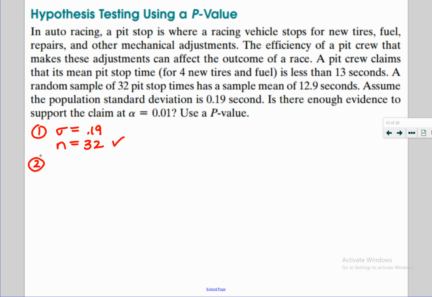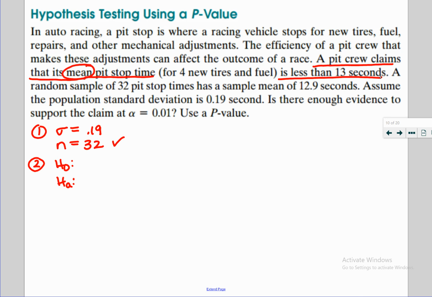Second step is we're going to state the null hypothesis, and we can state it mathematically. You can state it in words also. You might have to do that and make a selection with that in Math Excel, but usually we state it mathematically. And then label which is the claim. Okay, so we want to start with the claim that's being made and work backwards from there. So a pit crew claims that its mean pit stop time for 4 new tires and fuel is less than 13 seconds. Okay, so all of the claims in this section are going to be about a mean. The mean is less than 13 seconds.